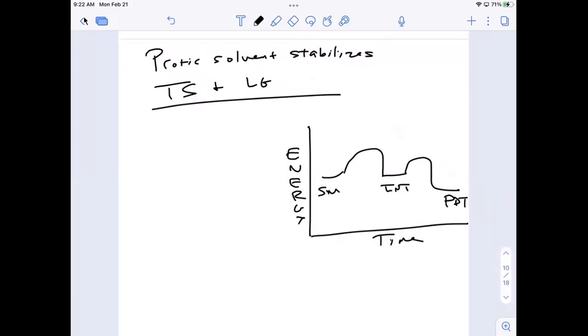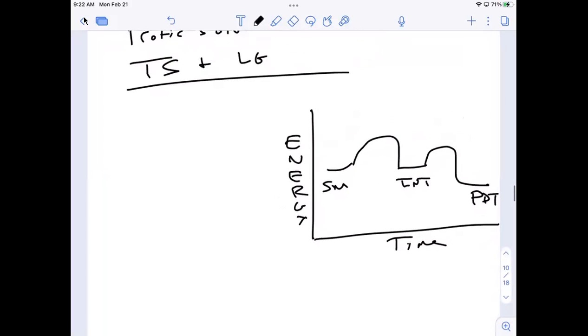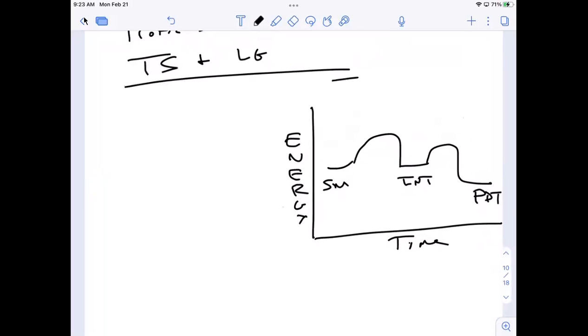In contrast with the SN2, is the SN1 concerted or stepwise, based on what we've seen? Stepwise. It's a stepwise mechanism, right? If it's stepwise, that means it involves an intermediate.